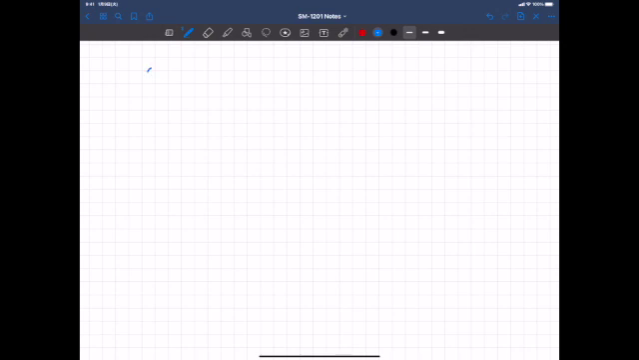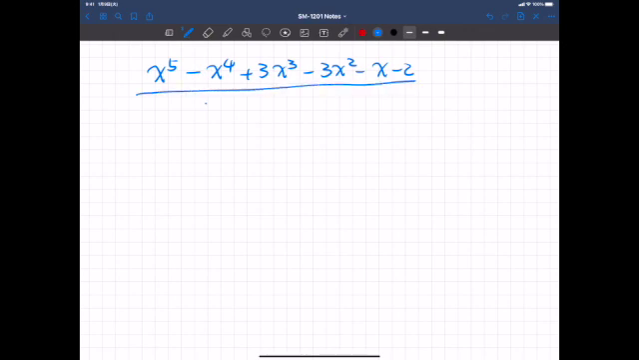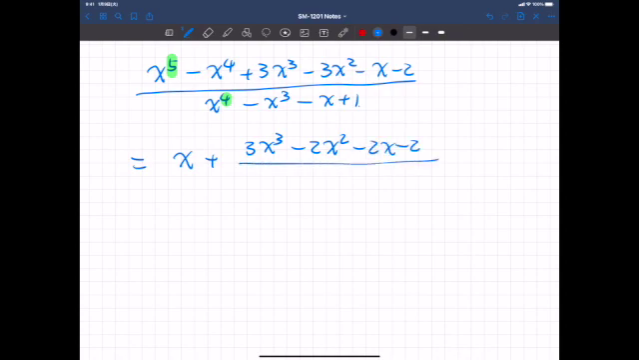As a next example, consider this function: x to the power 5 minus x to the power 4 plus 3x cubed minus 3x squared minus x minus 2 over x to the power 4 minus x cubed minus x plus 1. First, notice that the degree of the numerator is 5, whereas the degree of the denominator is 4. So we can do some division. In fact, this is equal to this: x plus 3x cubed minus 2x squared minus 2x minus 2, and this. So we have a polynomial here.